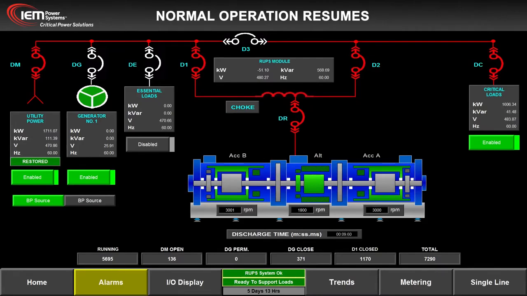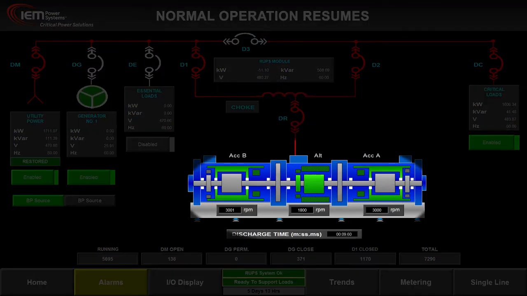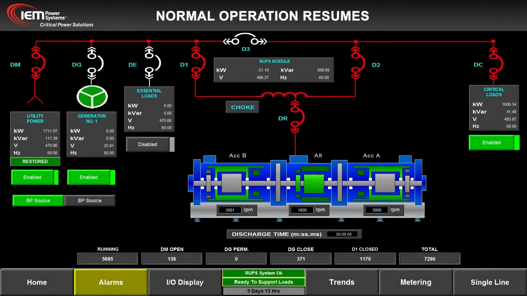Note that if the utility was regarded as unstable, the system could have been held on a diesel genset supply until the operator elected to return to utility supply. The system is now running in normal mode, and, because of the Rotabloc UPS, power to the critical load was not compromised at any stage.